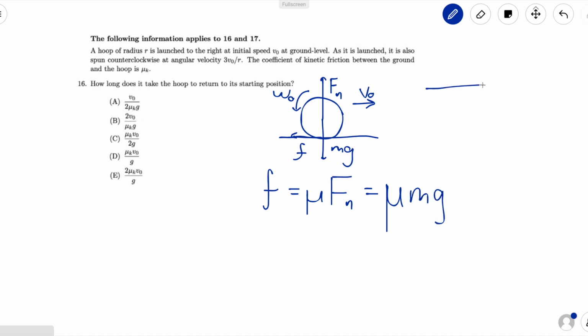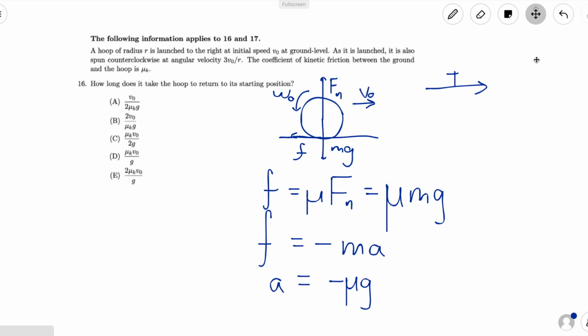Now if we define the positive direction as to the right, the frictional force would be equal to negative ma, because the frictional force is acting to the left and it is the only force in the x direction that is acting on the hoop. So that means we can solve for a. Doing the algebra, we eventually get a is equal to negative mu g, just by equating these two equations together.